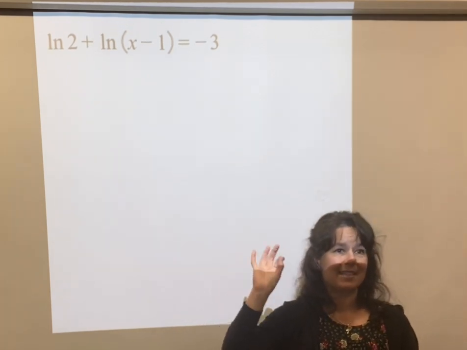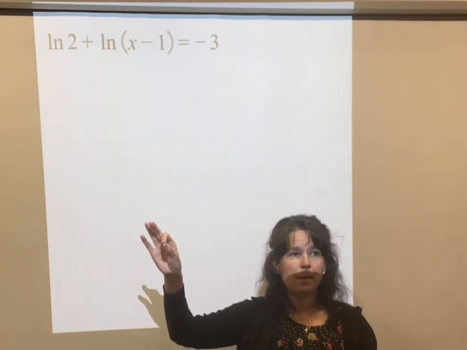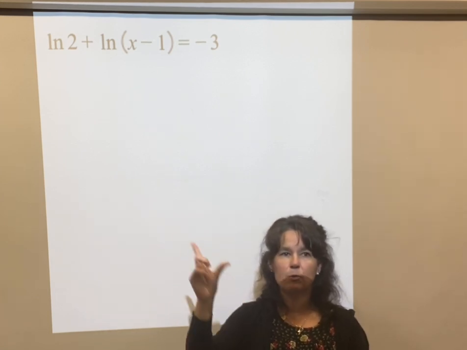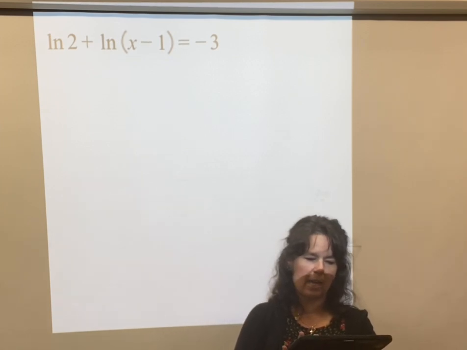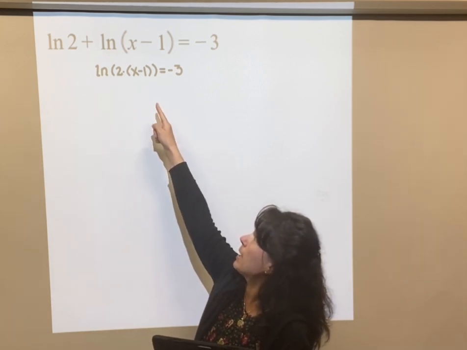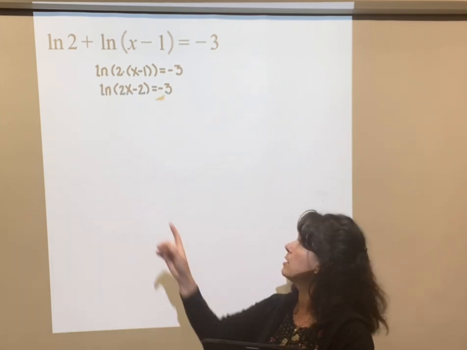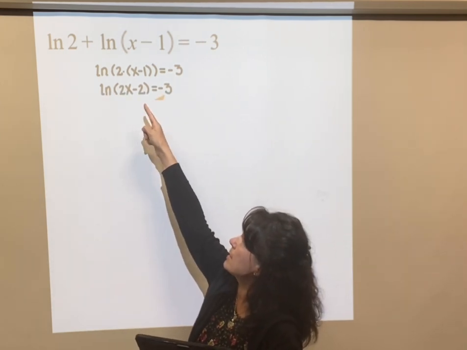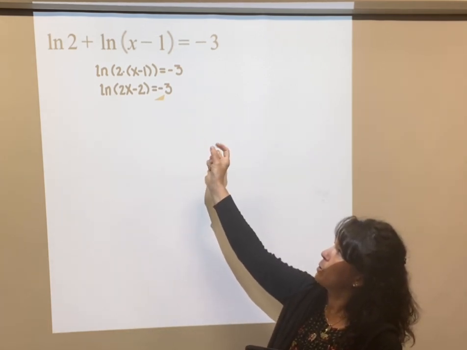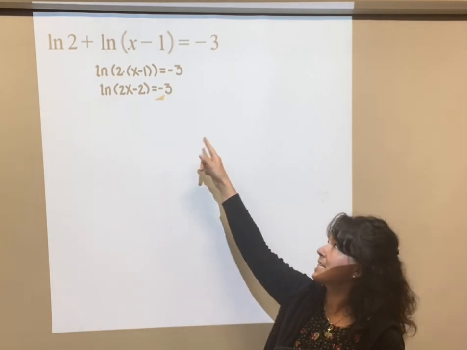I've got to rewrite this as one logarithm, so I'm going to use the property ln of m plus ln of n equals ln of m times n. You push addition together with multiplication. All right, so I've got 2 multiplied by x minus 1. I'm going to go ahead and do that multiplication. So 2 times x is 2x, and 2 times -1 is -2. Now that I've pushed those together, I have a single logarithm. So I'm ready to turn this into exponential form.